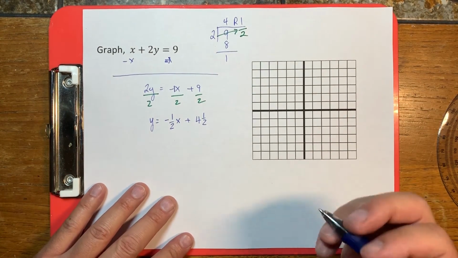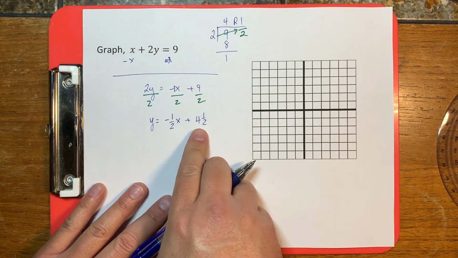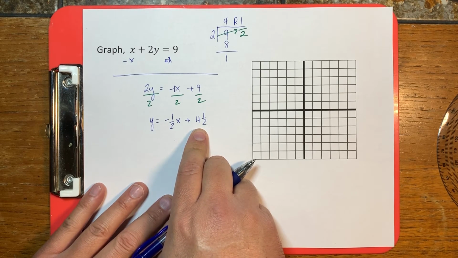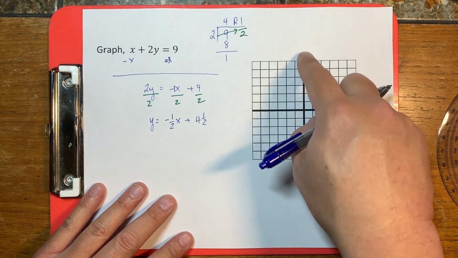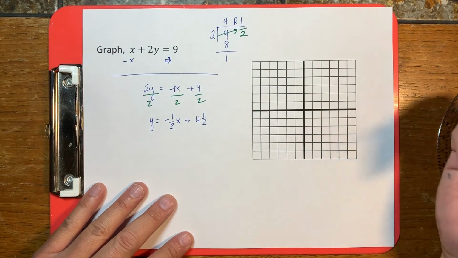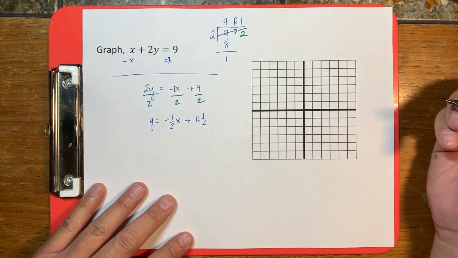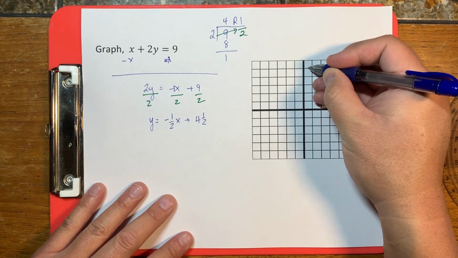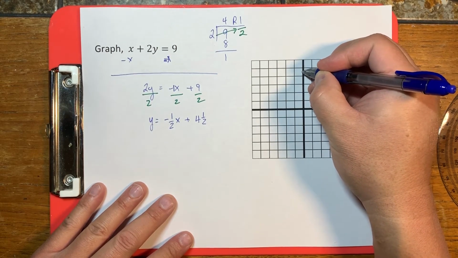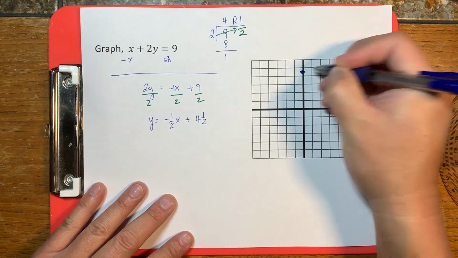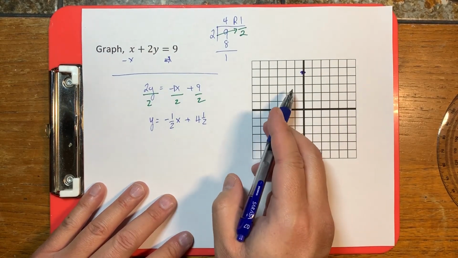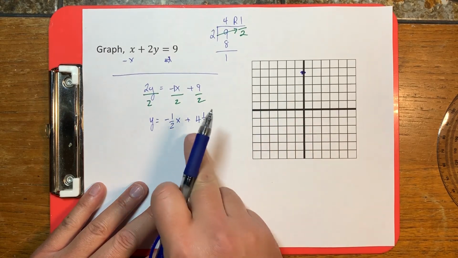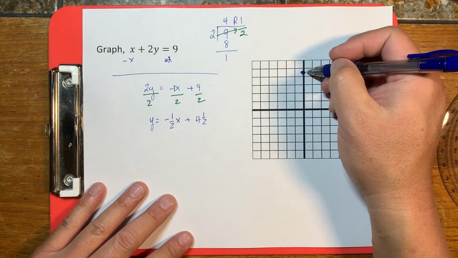Now, the reason why we do this is that even though it's a fraction, this is still the y-intercept. So I want to find where 4.5 is on the y-axis. And remember that 4.5 is in between 4 and 5. 1, 2, 3, 4. That's 5. So I'm going to be right in between. Okay, because that's what 4.5 is. So anytime you get a fraction, just change it into a mixed number and just sort of guesstimate.